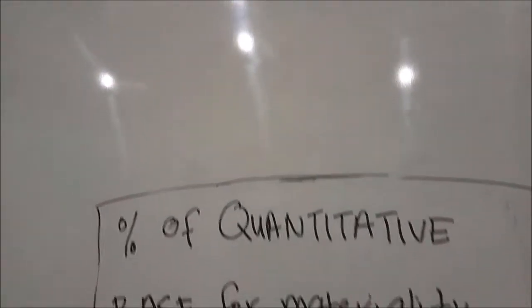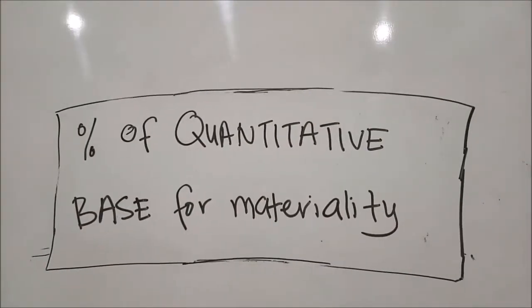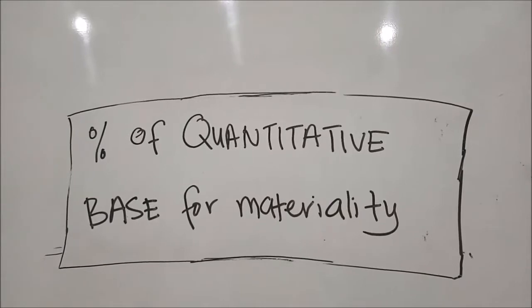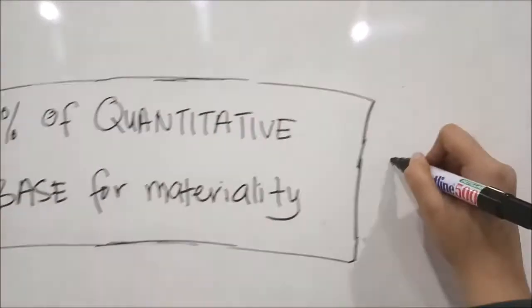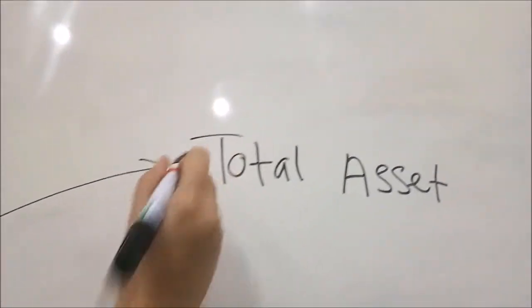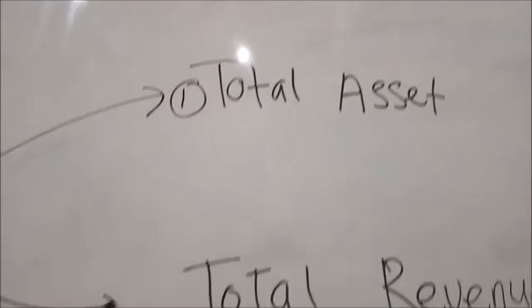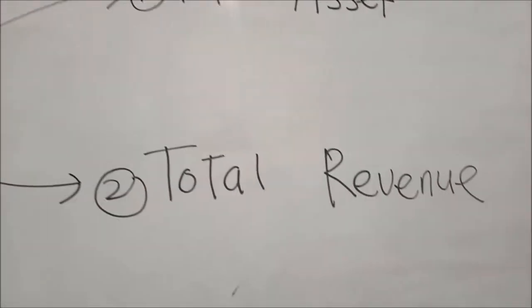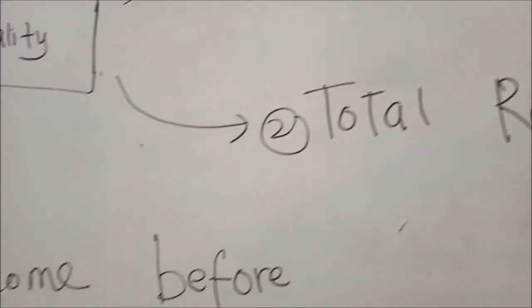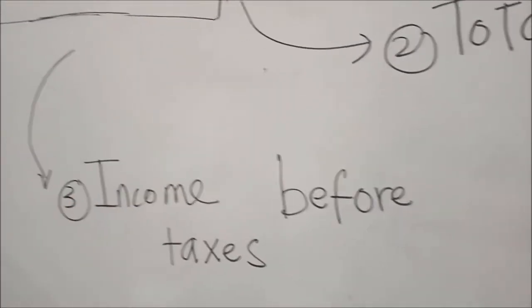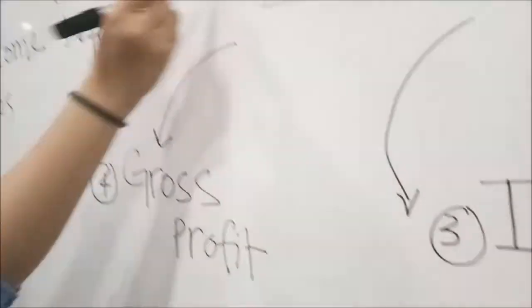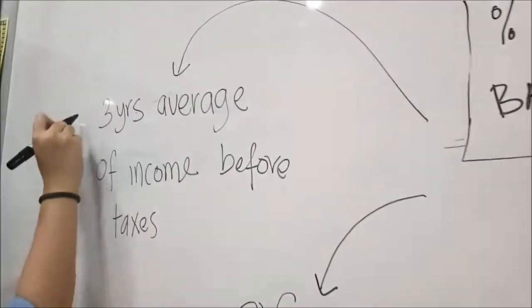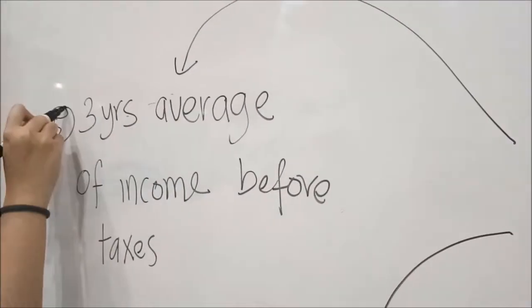The quantitative base for materiality is a percentage, which is typically 3 to 5% of total assets. Second one is total revenue. Next is income before tax, gross profit, and a 3 years average of income before taxes.